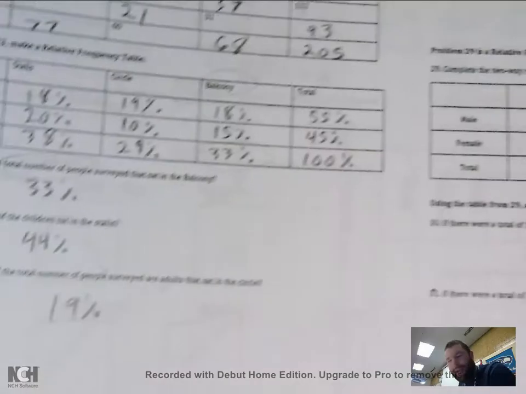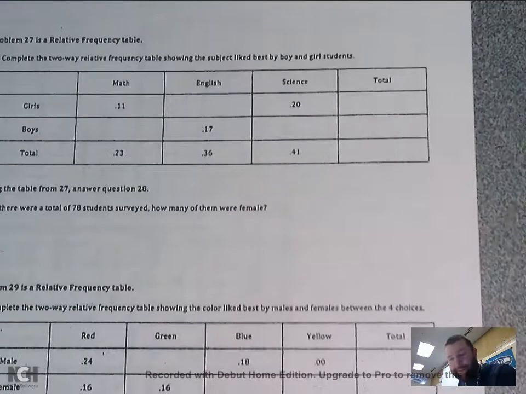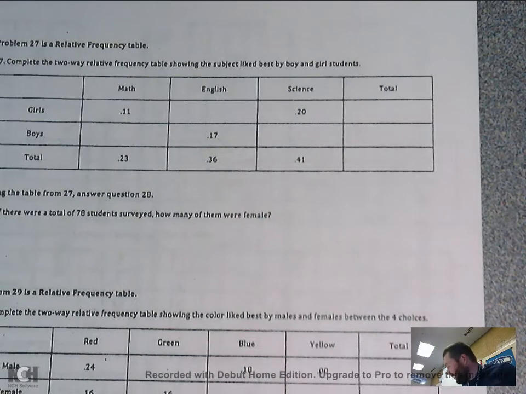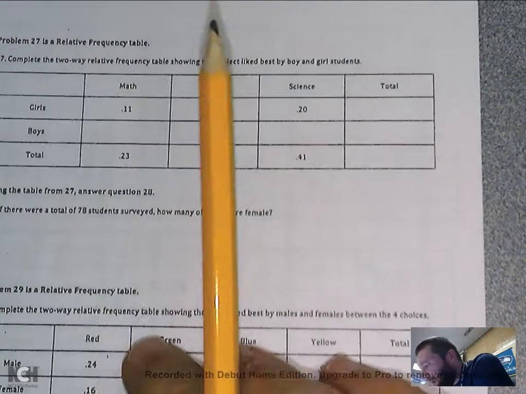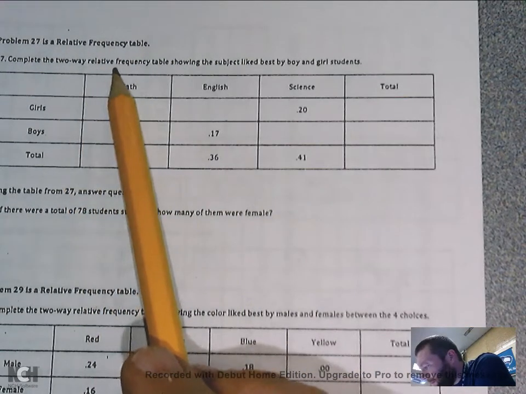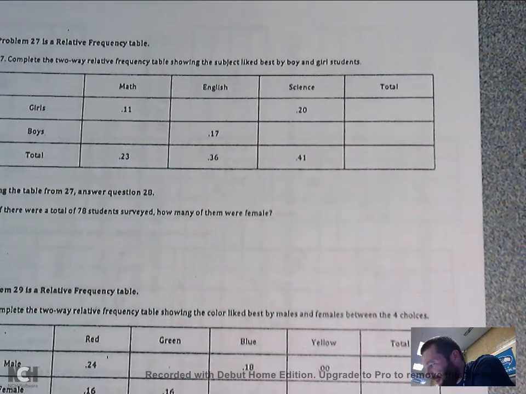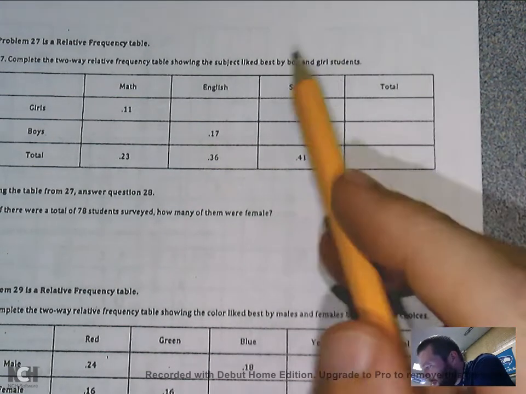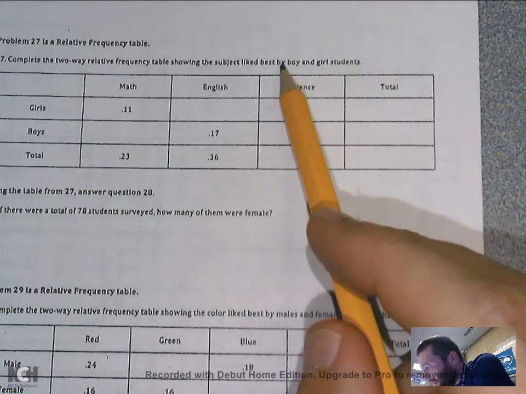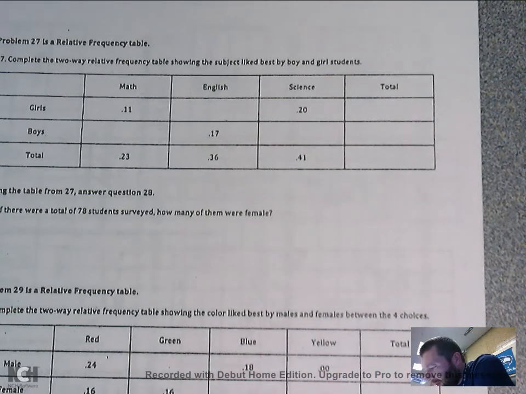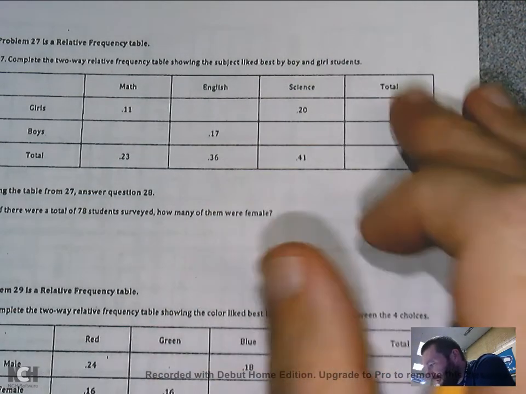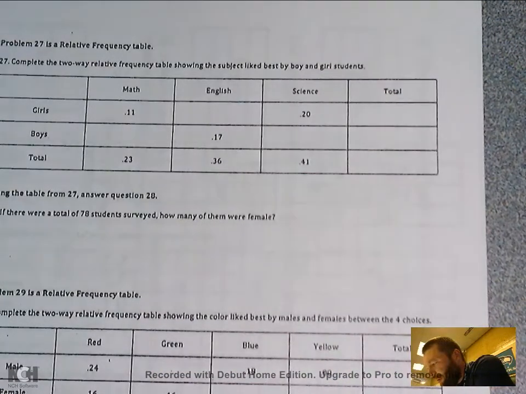Okay, not too bad. Let's do another one. I'm going to do everything here, so if you're watching, you're getting every single answer. Complete the two-way relative frequency table showing the subjects, like the best boy, or best by boy and girl. Okay, so this is a relative frequency table, so it's in decimals.